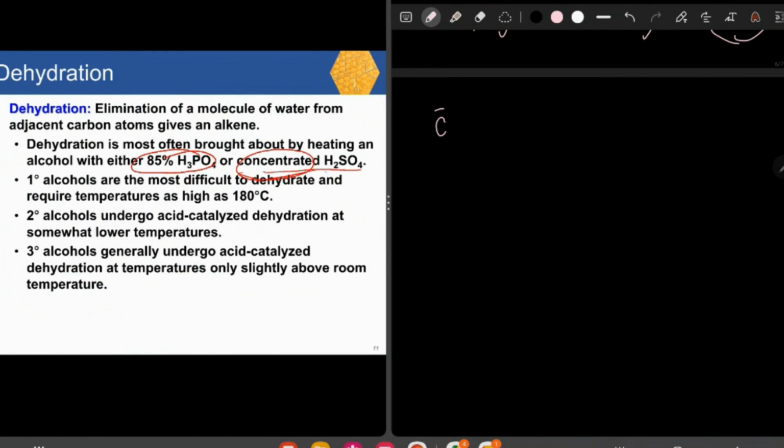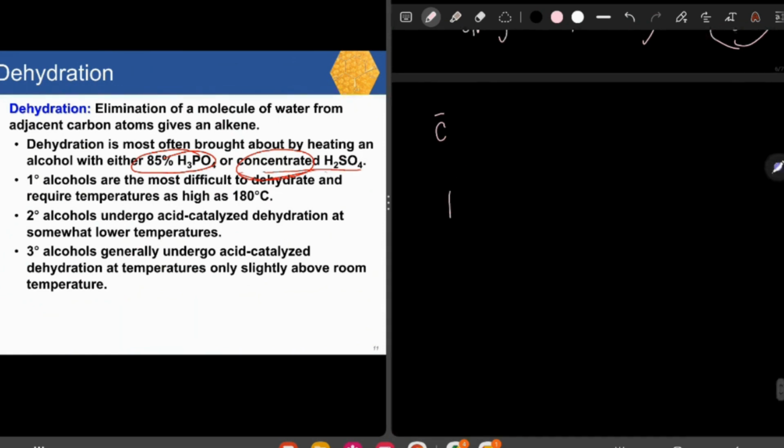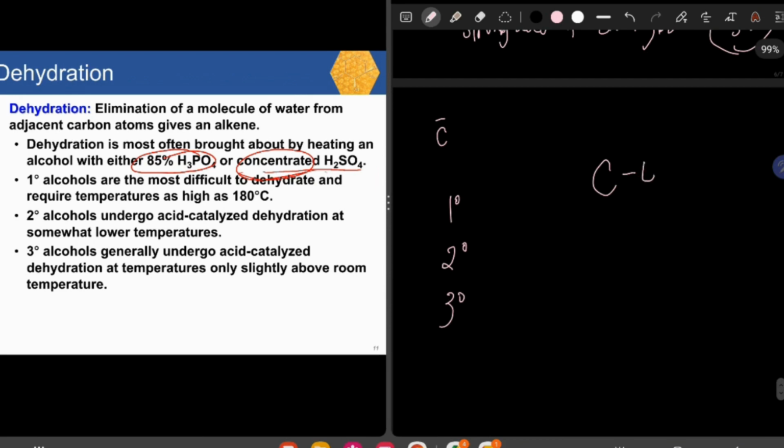Okay. So when we say primary alcohol, they are the most difficult to dehydrate. You have to write this one: primary, secondary, and tertiary alcohol. This usually depends on how many OH groups they have, right? Tama ba yun? Okay. I think our primary, secondary, and tertiary classification is based on how many carbons are attached to the carbon bearing the OH.